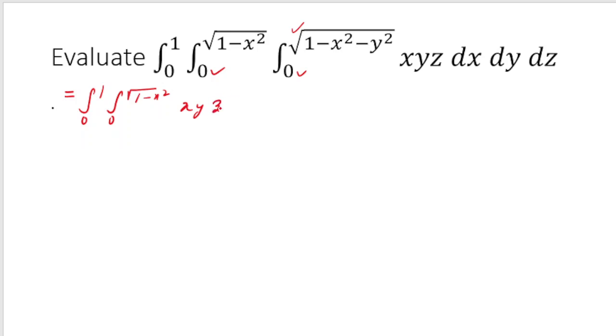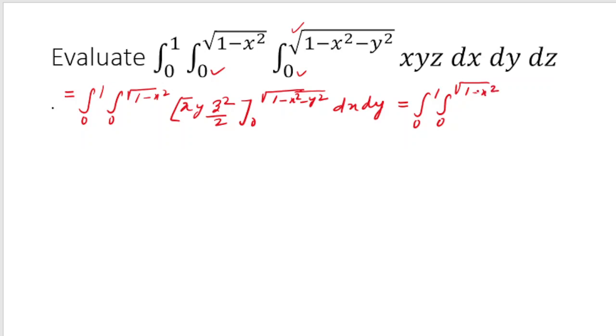Integration of z will be z square by 2. Limit is 0 to under root 1 minus x square minus y square, and then with respect to z we have done, so dx dy. Then this is equal to limit 0 to 1, 0 to under root 1 minus x square, and then xy by 2. And if we write z square, the square root will be gone, so I will just get 1 minus x square minus y square. And if I put z is equal to 0, this expression will become 0, so I will get dx dy.